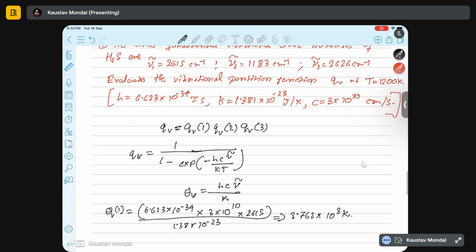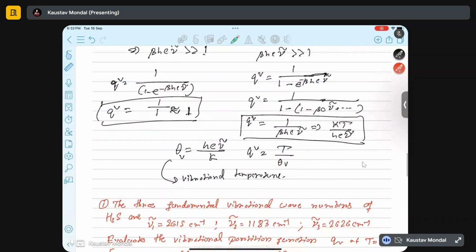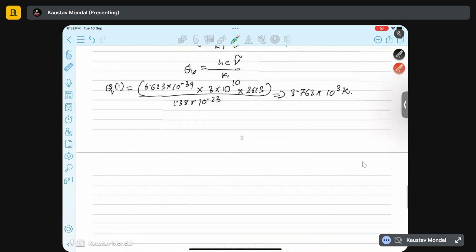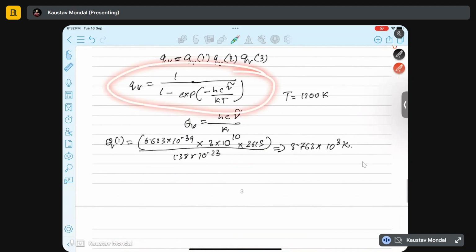From the question itself, T is 1200 Kelvin. So for the first case, the vibrational temperature is higher than T, so we cannot use the simplified formula. We have to use the normal conventional formula.